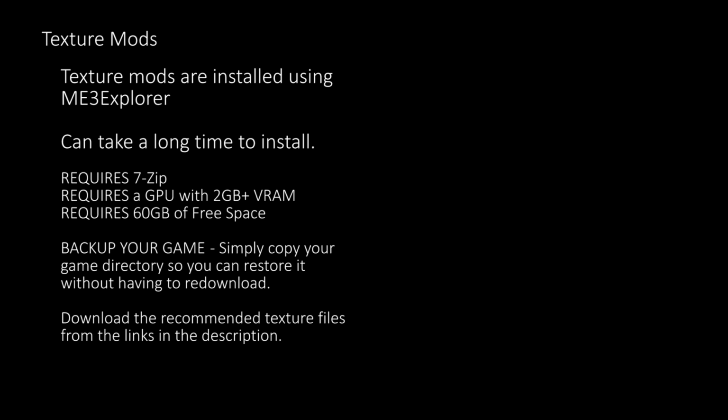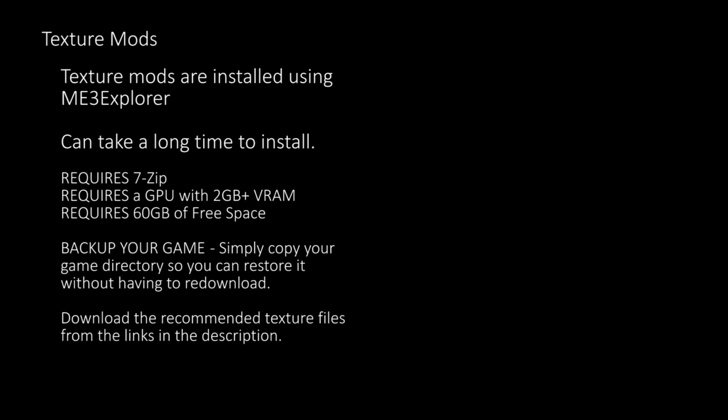In this part of the guide, we'll start modifying the game with new and improved textures. Bear in mind that this can take a long time to install and download, and the tools you will need are in the description, including ME3 Explorer and 7-Zip. You will also need a lot of free disk space to be able to back up and install the mods, as well as a GPU with a large amount of VRAM.